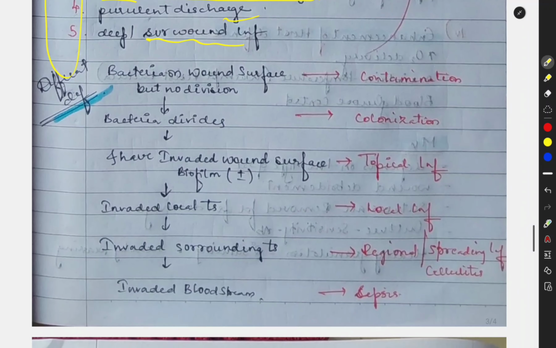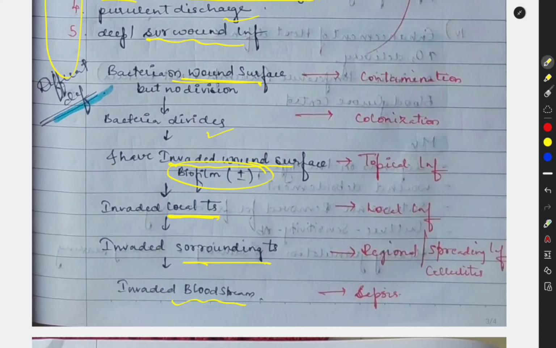There are certain definitions for SSIs. This is important. Firstly, remember how the wound progresses. First, bacteria are present on the wound surface, but there won't be any division of the bacteria. Then the bacteria start dividing, after which the bacteria invade the wound surface and there can be presence of biofilm. Then the bacteria invade the local tissues, then the surrounding tissue, and then at last the bloodstream.